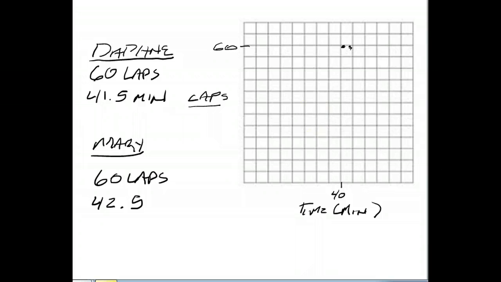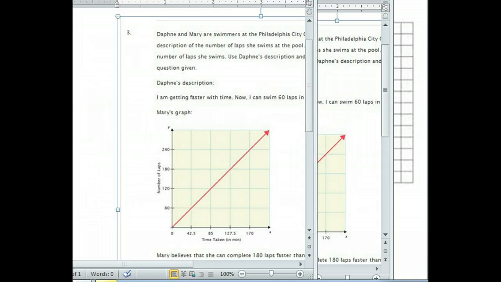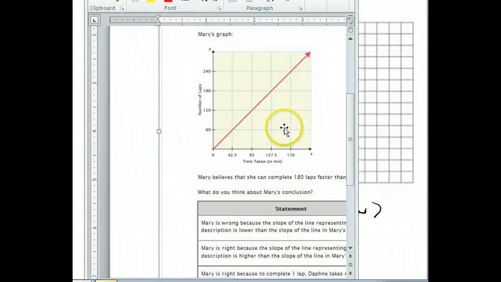I'm getting that from this graph that's in the problem. I found the problem in 10 marks, and on this graph right here you can see that in 60 laps it takes Mary, this is Mary's graph, 42.5 minutes. You can tell that by this point right there.